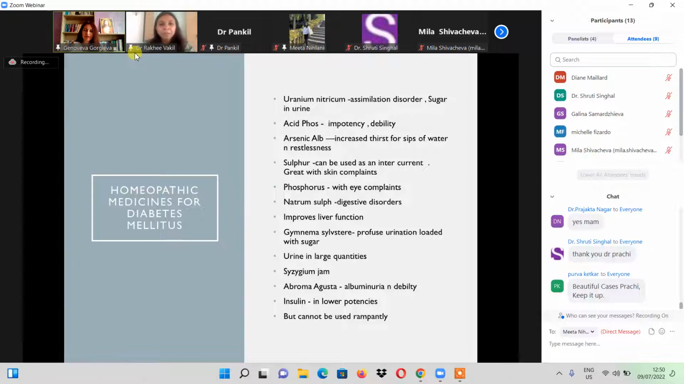Uranium nitricum, it is like assimilation disorder and lots of sugar in urine. When somebody goes for a urine examination and you see 4 plus in urine, uranium nitricum has given very good results.